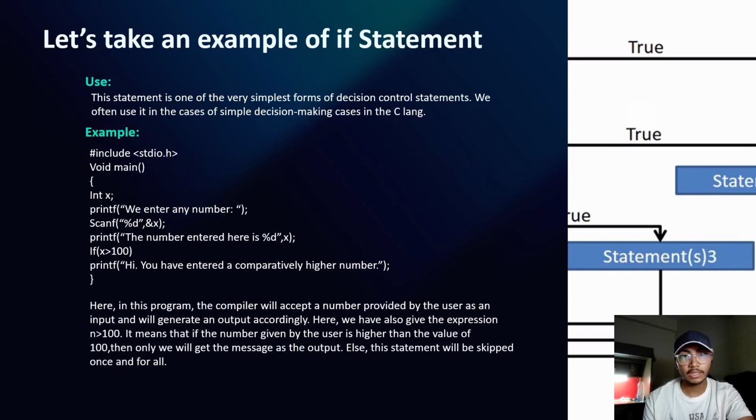Let's take an example of the if statement. This statement is one of the simplest forms of decision control statements. We often use it in simple decision making cases in the C language. Example: here in this program, the compiler will accept a number provided by the user as an input and will generate an output accordingly. Here we have given the expression n greater than 100. It means that the number given by the user is higher than the value of 100. Then only we will get the message as the output. Else this statement will be skipped once and for all.